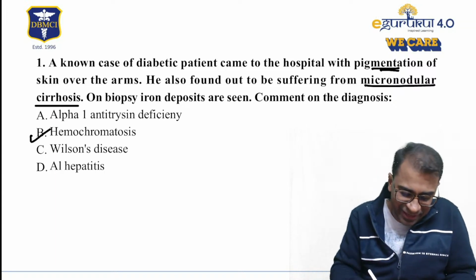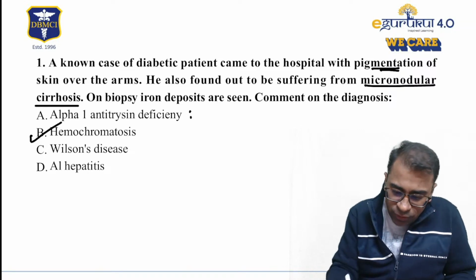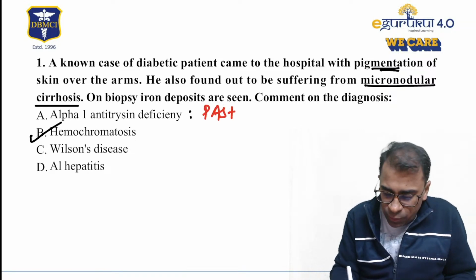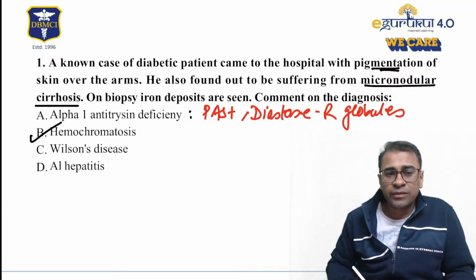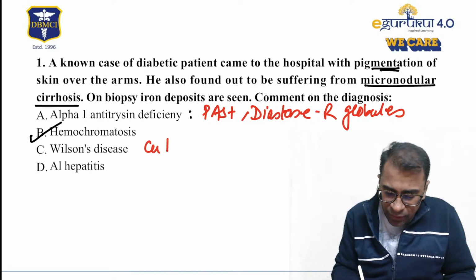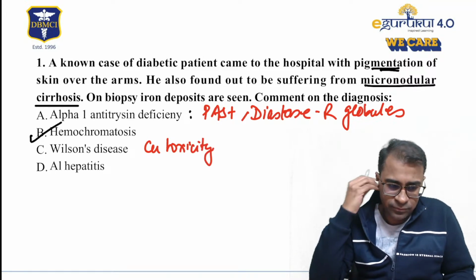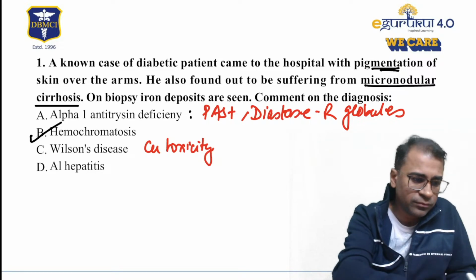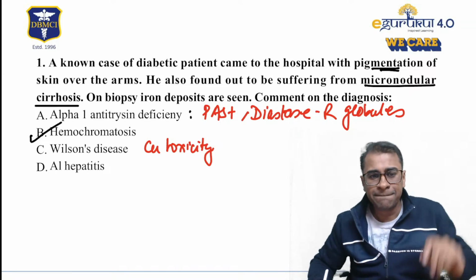Yes, hemochromatosis हो गया. Very good. The answer is hemochromatosis. Okay. So this will show you what? In the liver will show you PAS positive diastase resistant globules is seen here. ठीक है? What do you see in Wilson disease? It's a copper toxicity. Will show us copper toxicity. ठीक है?